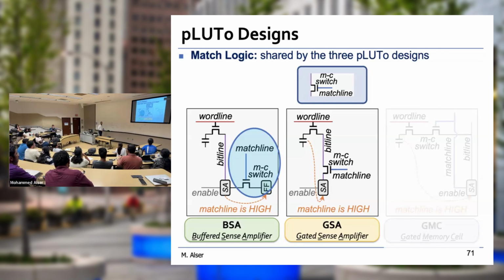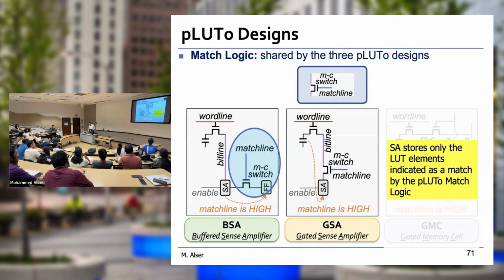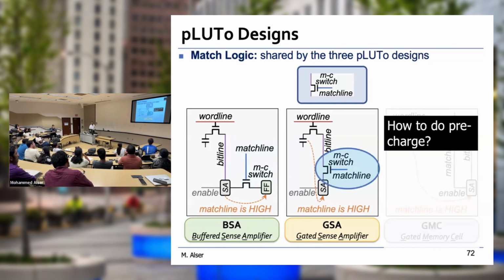But there is something really important here. Whenever I play with the sense amplifier, what do I do? What do I do? How can I do pre-charge if I alter the content of the sense amplifier? If I selectively choose what to store in the sense amplifier, I'm taking part of that row, then part of the other row, part of the next row, part of that row, right?